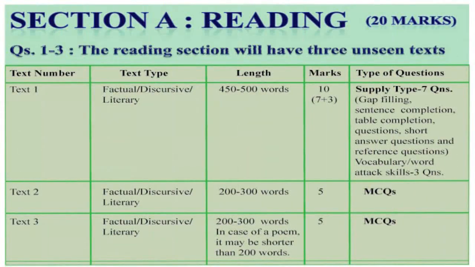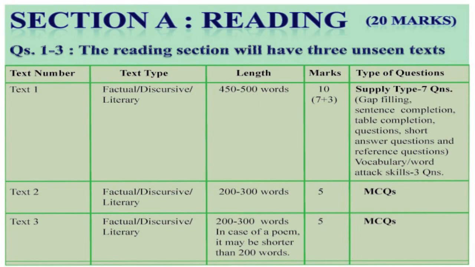As I told you, the reading section will have 3 unseen texts as shown below. First type is factual, discursive, literary. The length will be 450 to 500 words and the marking scheme will be 10 marks. Supply type questions, 7 questions, that is gap filling, sentence completion, table completion, short answer questions and reference questions. These all consist of 7 marks. Now, if we talk about vocabulary and word attack skills, there are 3 questions with 3 marks.